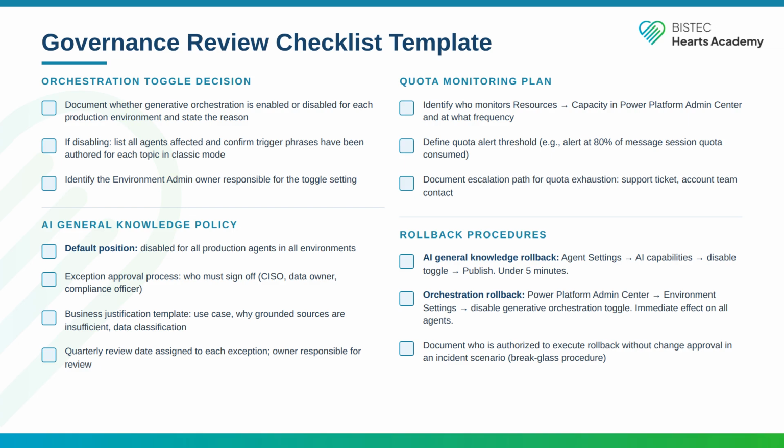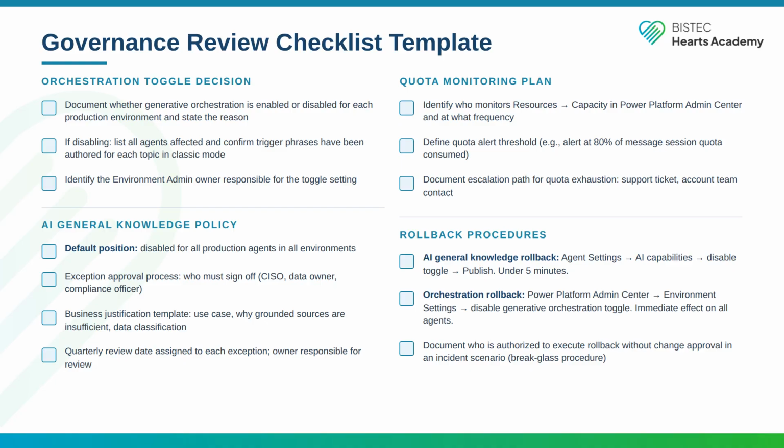The responsible environment admin is a named individual, not a team. AI General Knowledge Policy section: the default position is disabled for all production agents. No exceptions without documented approval. This sentence should appear verbatim in the written policy. Exception approval names specific approvers: CISO, data owner, or compliance officer. Business justification requires 3 answers: the specific use case, why grounded sources cannot cover it, and the data classification. Quarterly review is a specific calendar date assigned at time of approval, not a recurring reminder.